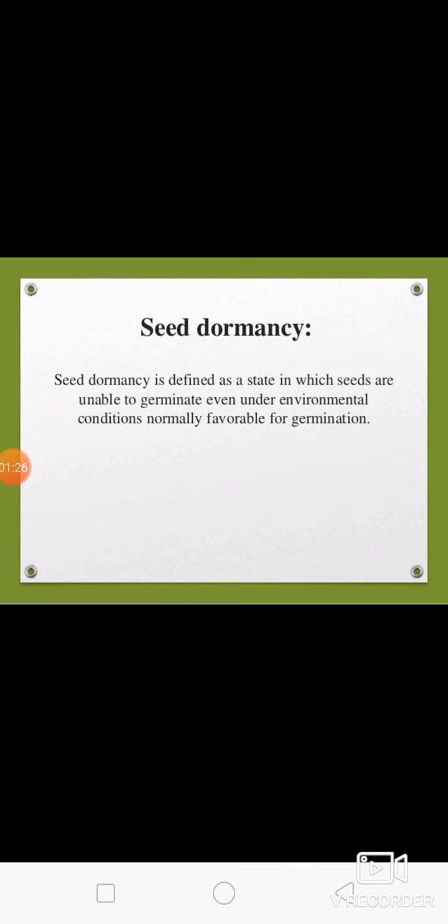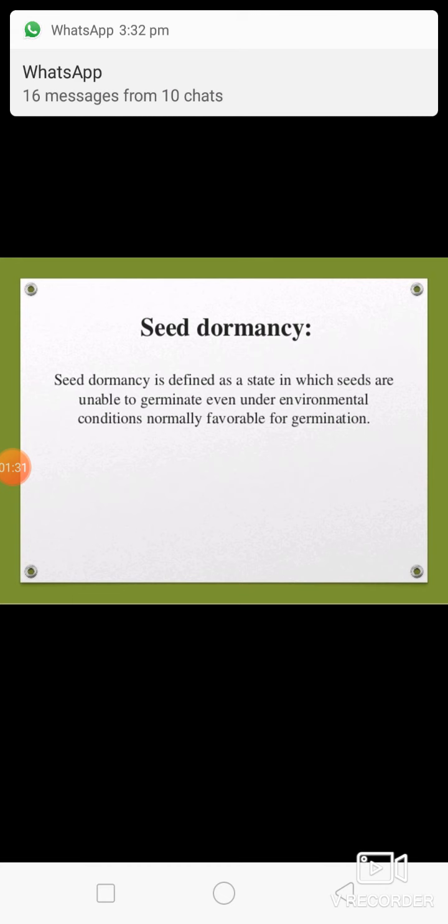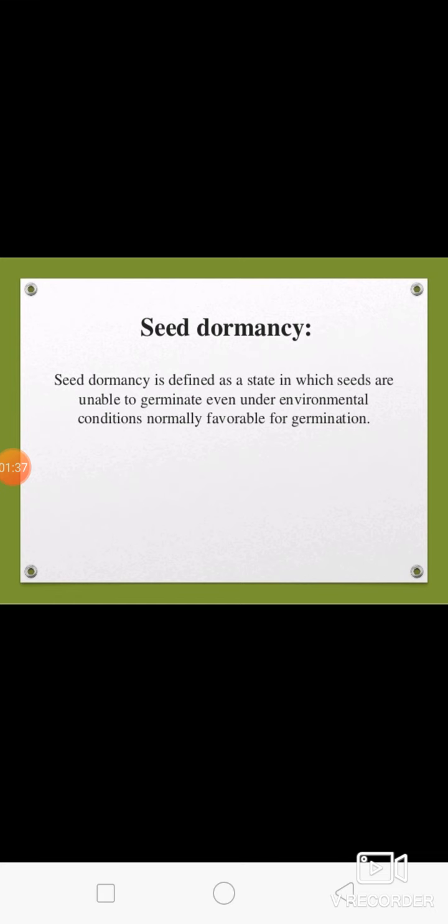Now, what do you mean by seed dormancy? Seed dormancy is defined as a state in which seeds are unable to germinate even under favorable environmental conditions normally provided for germination.